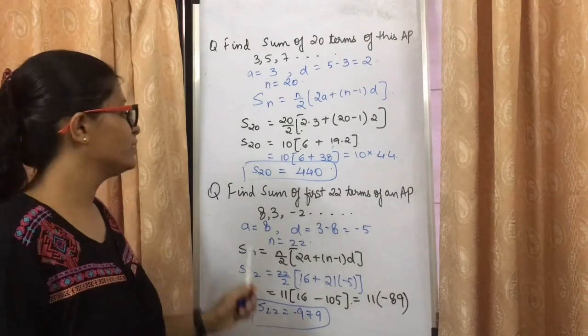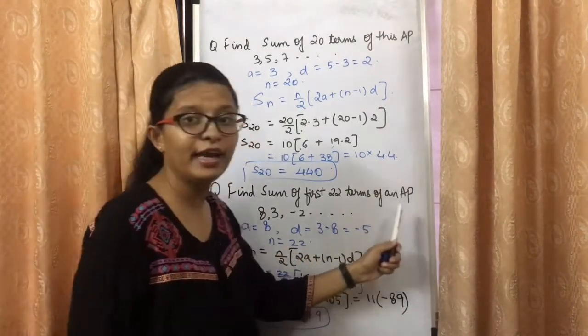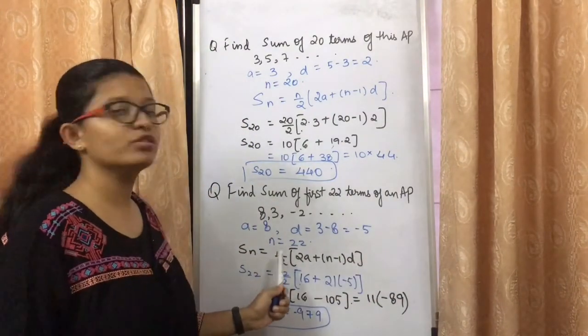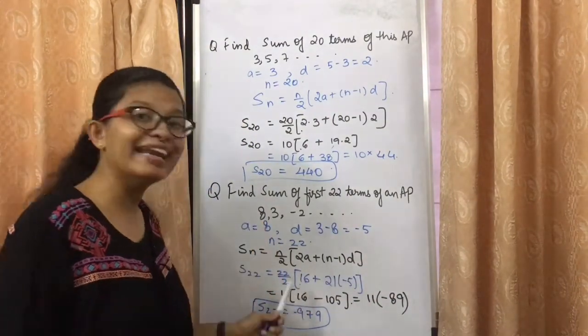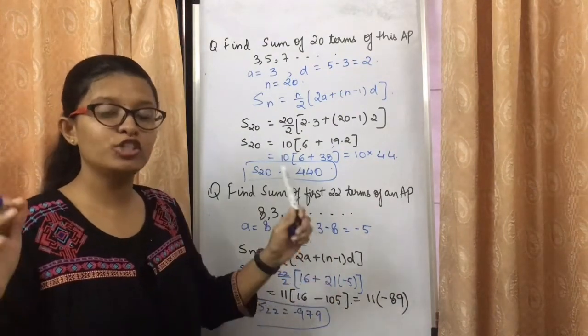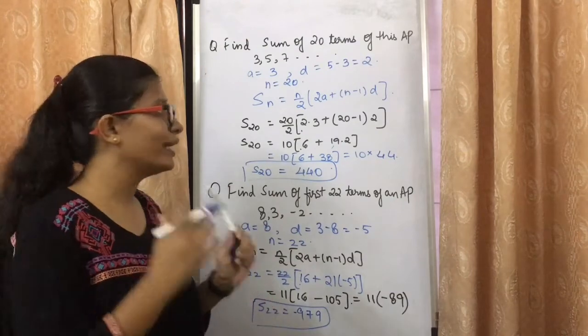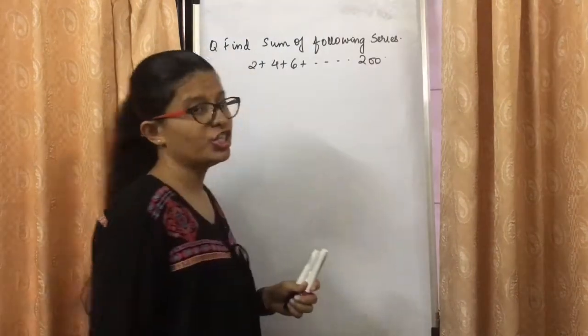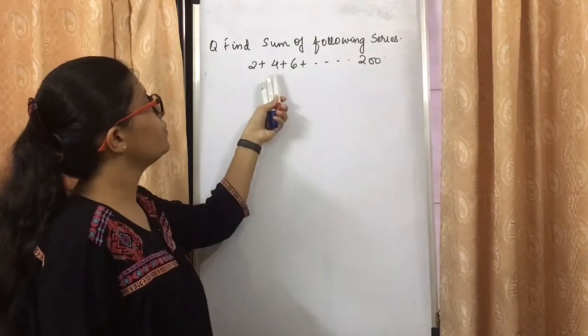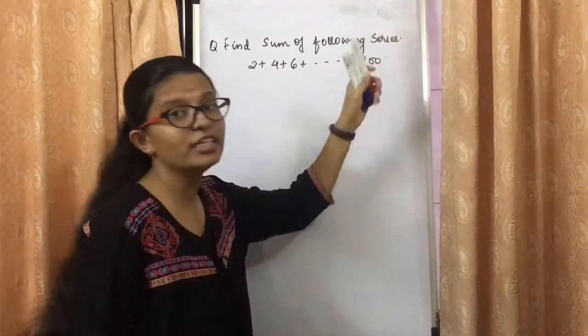So how easy it becomes. You no need to find out the 22 terms and then add them up. Just by using the small formula, you can directly get the sum of any number of terms which you want. So it's very simple. Now, the question given to us is, find the sum of the following series. The series is given as 2 plus 4 plus 6 and so on till 200.